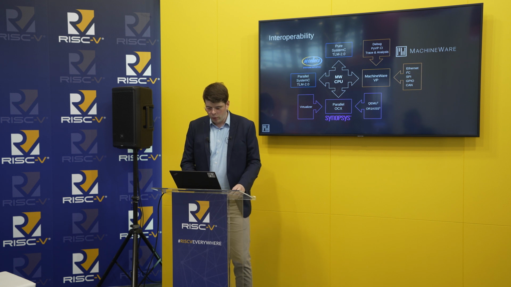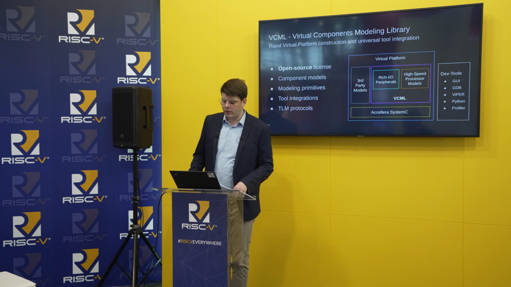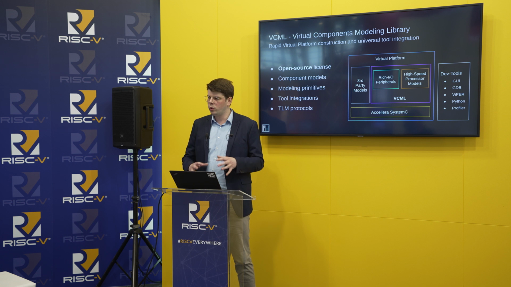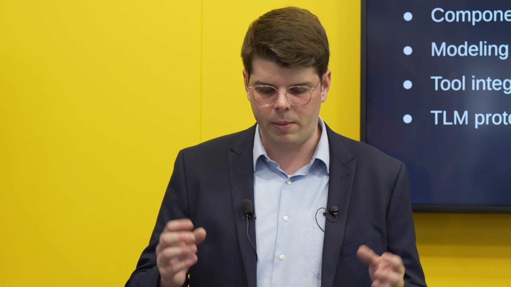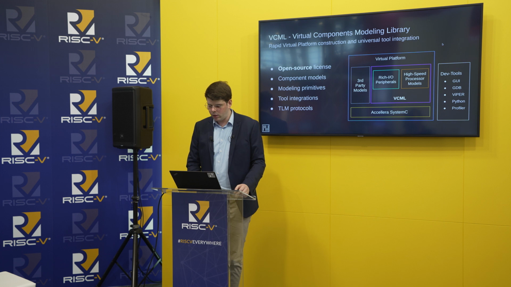With this, I want to introduce the technology that we use to build the MachineWare virtual platforms, which is called VCML. VCML is our virtual components modeling library, and that is actually an open source library. So you can find this on our website, on our GitHub page. And this is a library that allows you to construct full system simulations. So you take the Sim5 CPU model, you embed it into a virtual platform that is based on our VCML library. And this is depicted here on the right-hand side.